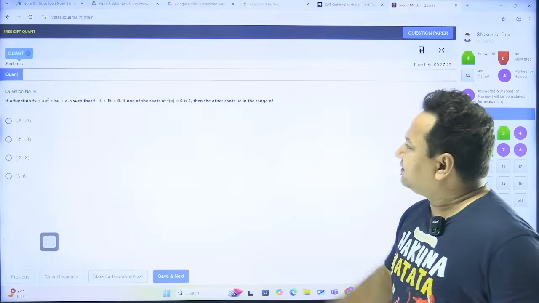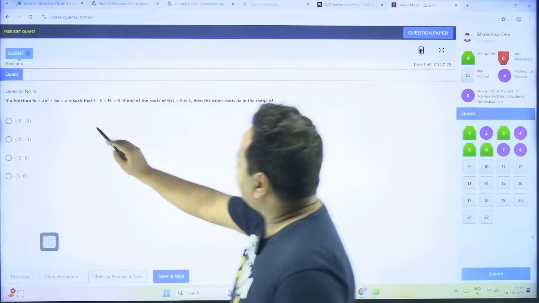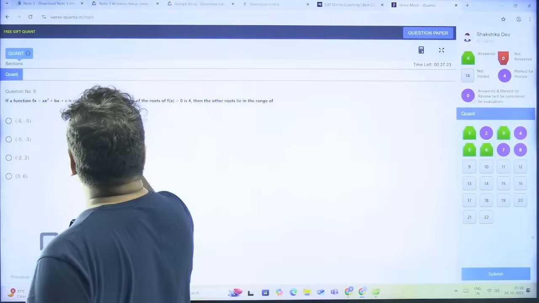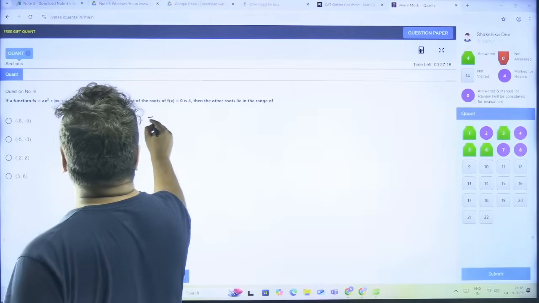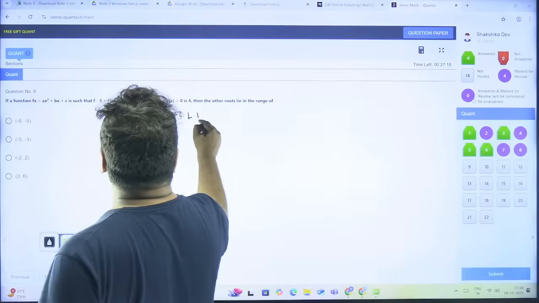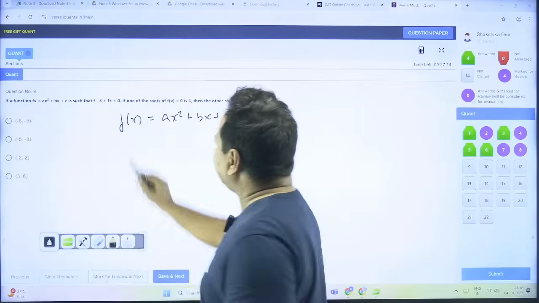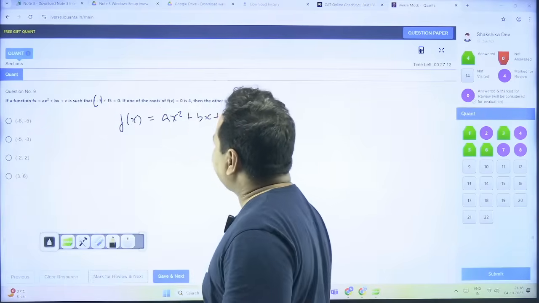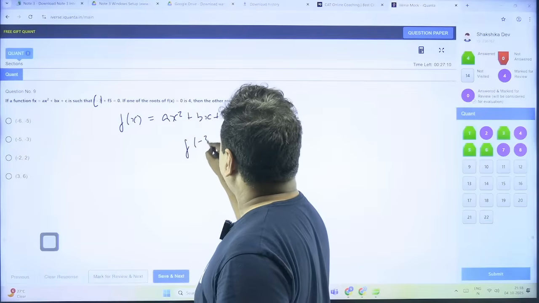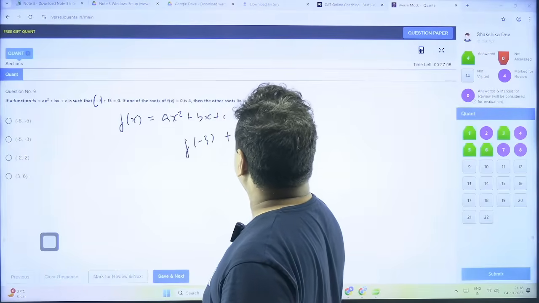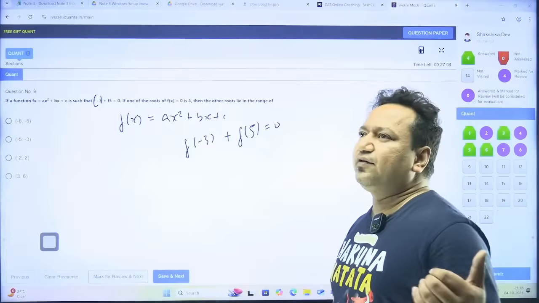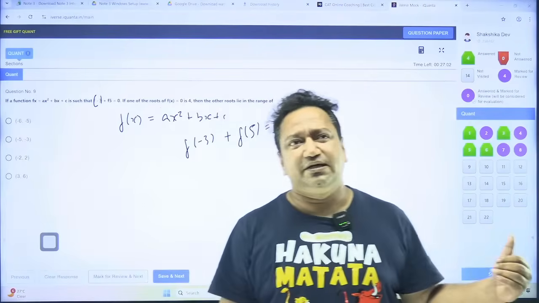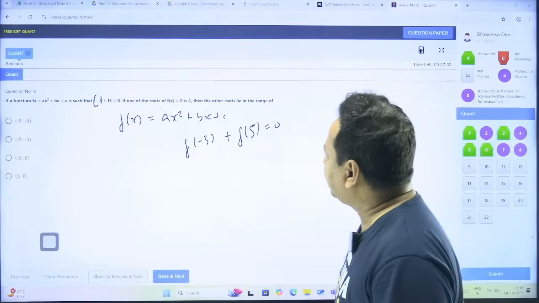It's algebra. This thing fx, there is a misprint here, I think. Fx is given as ax square plus bx plus c. It's a quadratic function. f of minus 3 plus f of 5 is 0. Oh, that's nice. How can this be 0? If it's a quadratic function, this can be 0. Oh, nice.